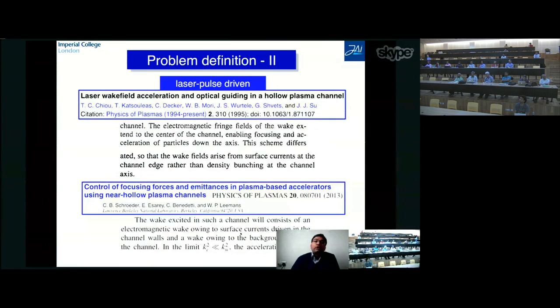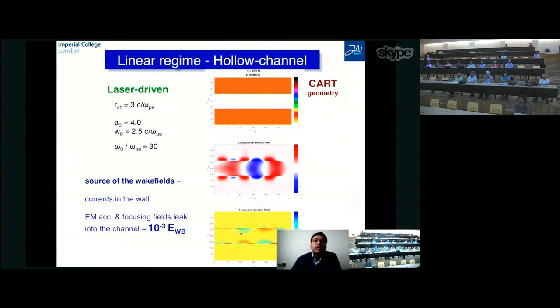So let's look at what's going on in such a channel. I'm showing you here some 2D PIC simulations of the laser-driven hollow channel mode, where the laser is 4.